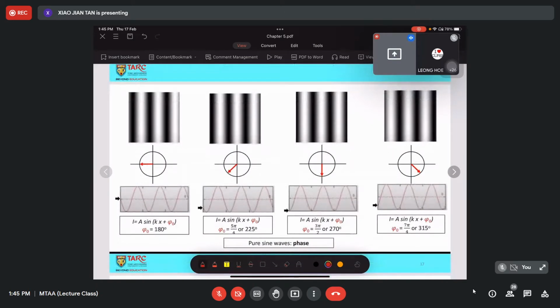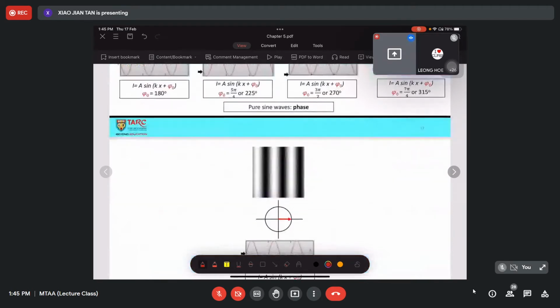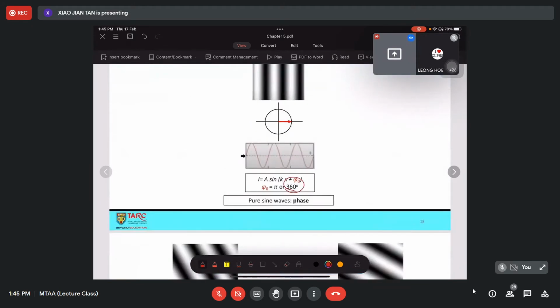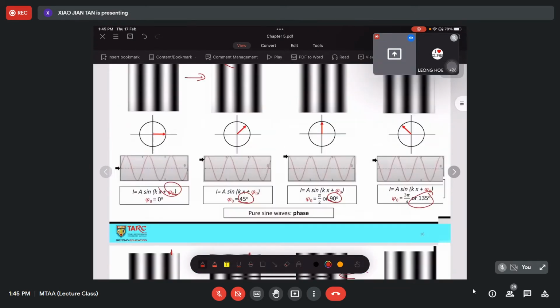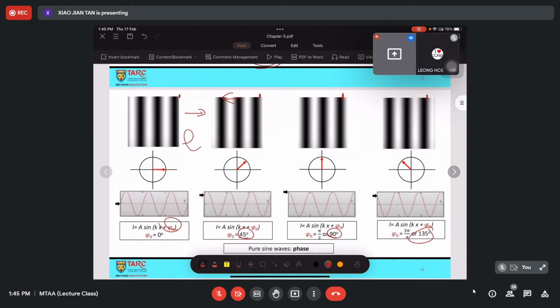So when you have 180, the phase is actually here, and then it continues moving this way. And you will find that after the last one, which is 360 degrees, the phase is actually the same as the origin, 0, because you move one round. Okay, so that is what the phase does to the entire sine wave.